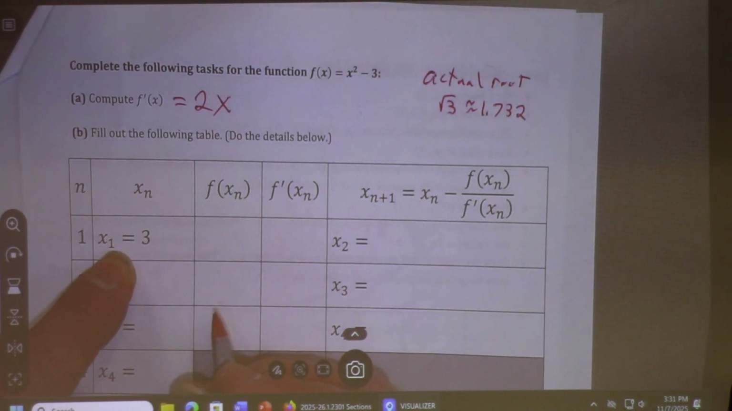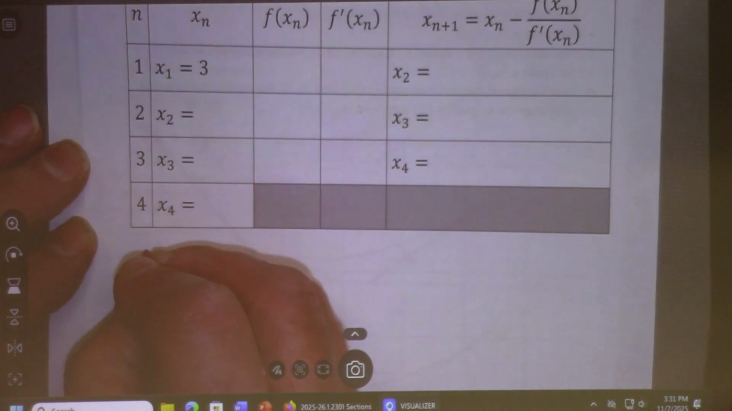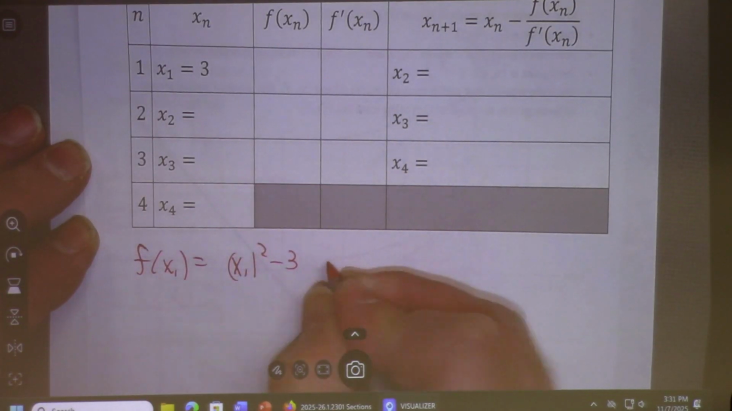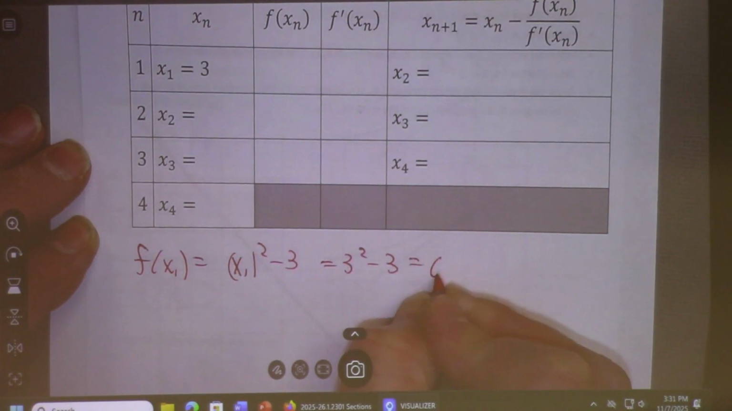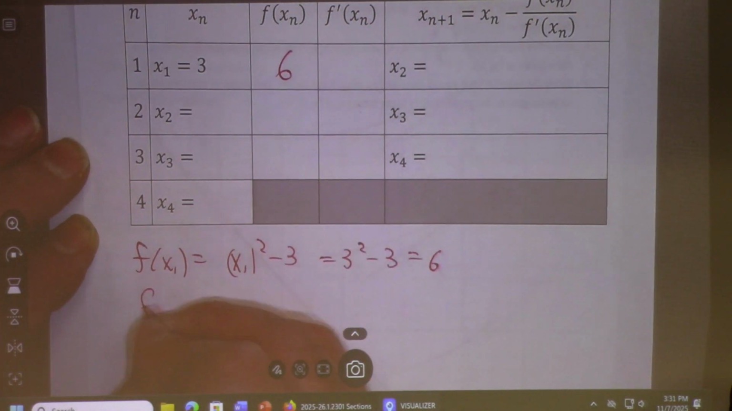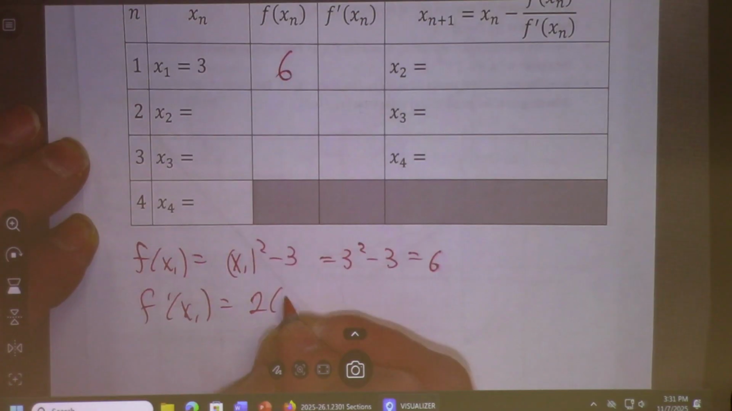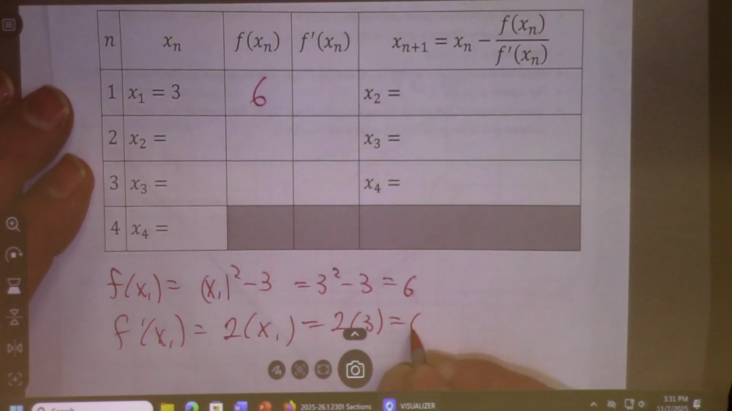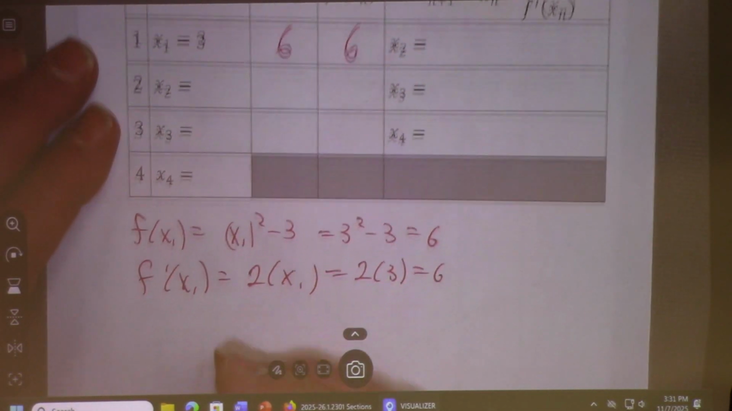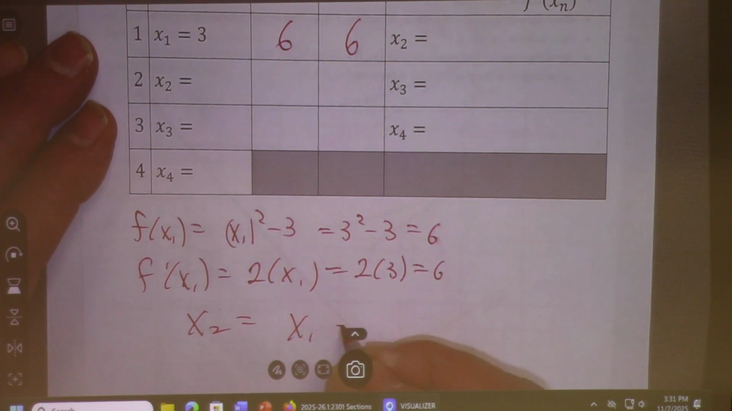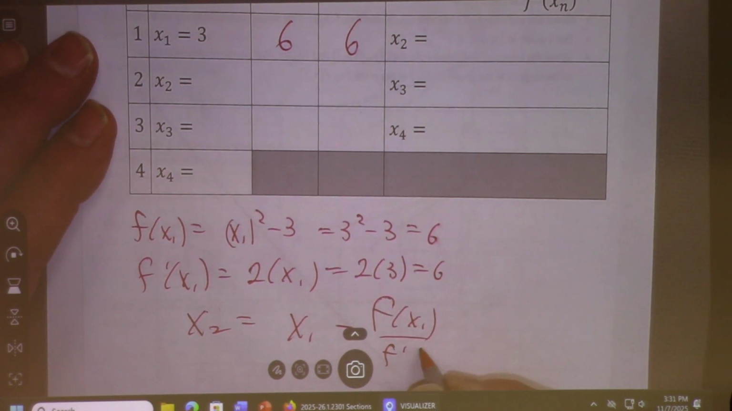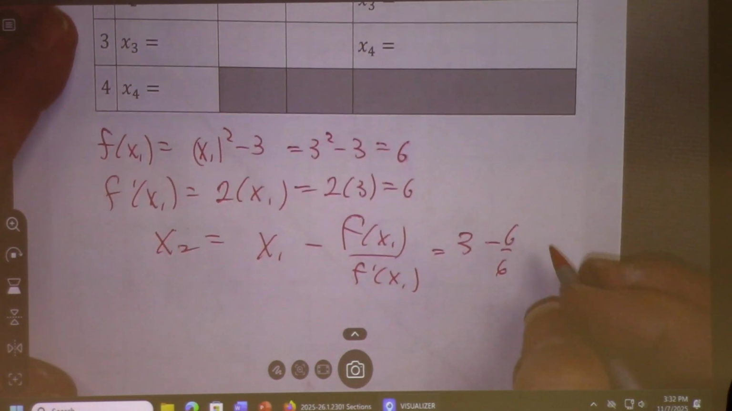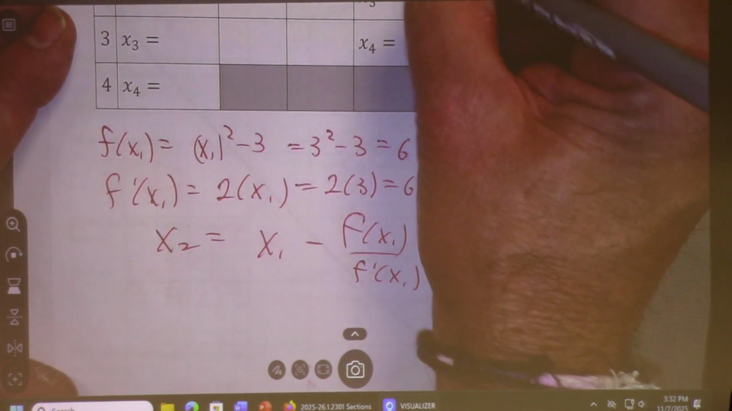We start with an initial guess of x1 equals 3. So f of x1 is going to be x1 squared minus 3. So that's going to be 3 squared minus 3, so that's going to be 6. So a 6 goes there. f prime at x1 is going to be 2 times x1, using the formula for f prime. So that's 2 times 3, so that's also 6. So a 6 goes here. To get x2, I do x1 minus f of x1 over f prime at x1. So 3 minus 6 over 6, so that's the number 2. So a 2 goes here.